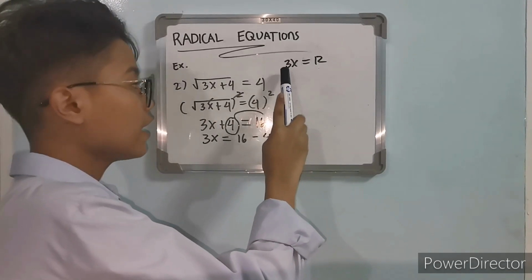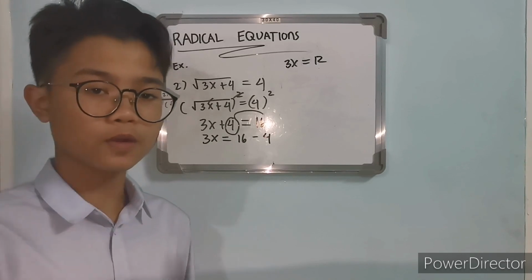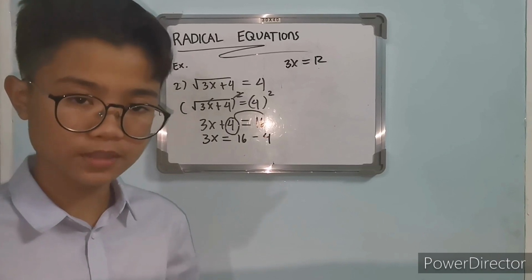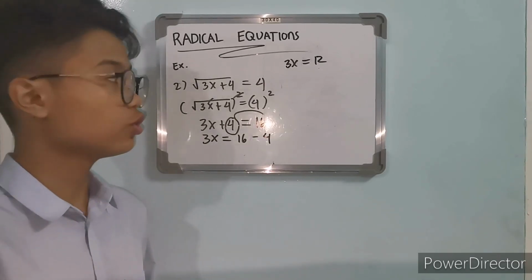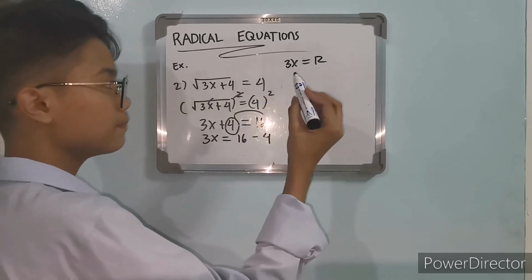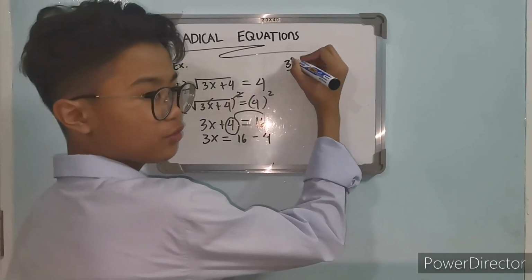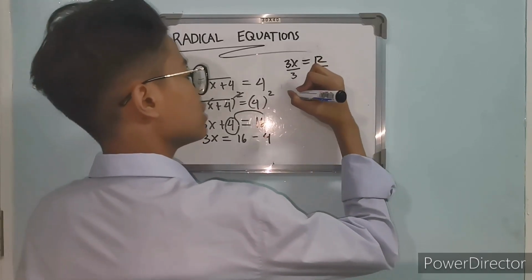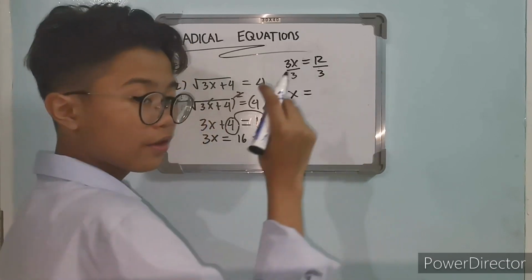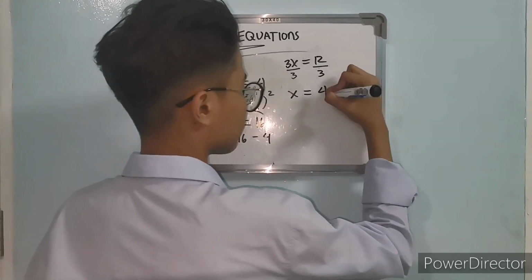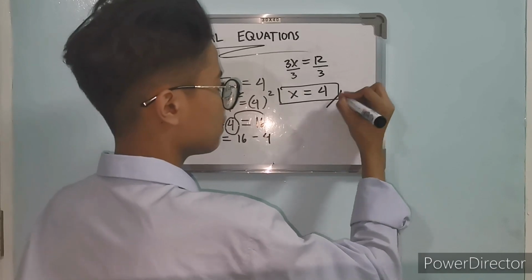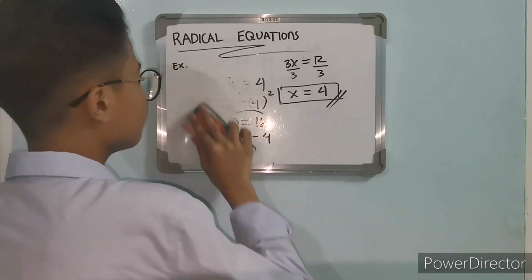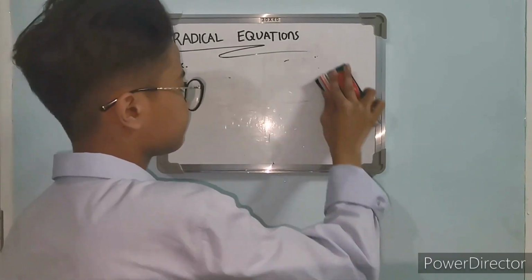Now, we're left with a coefficient. All we need to do now is remove the coefficient. But how can we do that? Well, it's very simple. All we need to do to remove the coefficient is divide 3x by 3, so we're left with x, and divide 12 by 3. So we are left with x is equal to 12 divided by 3, which is 4. So this is our answer for question number 2. Very, very simple. Now, let's move on to question number 3.